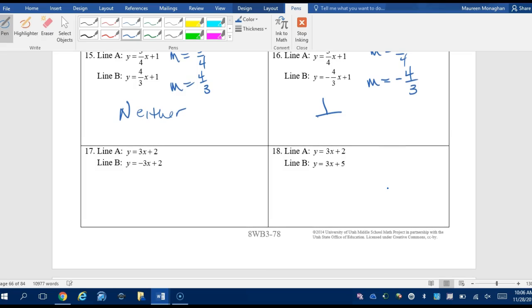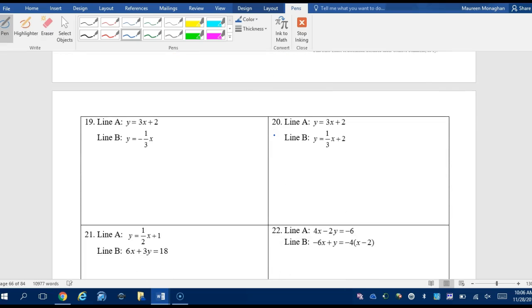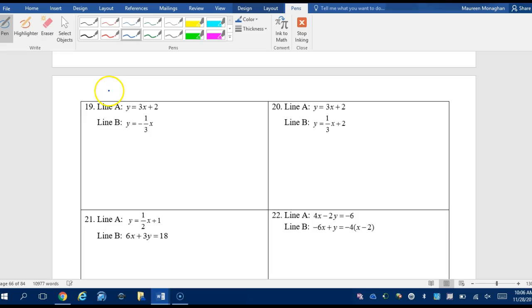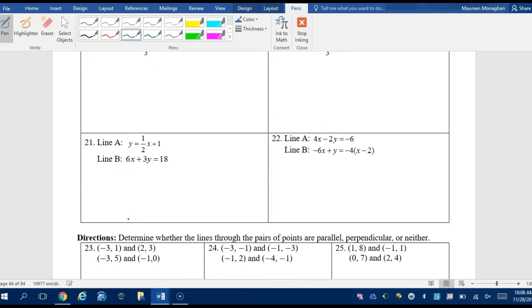Oh, there's some on the other side too. We got more problems. Okay. How about doing 17, 18? You got this. 19 and 20. These are all set up for you. Alright, this one we're going to have to do because this takes some thinking.